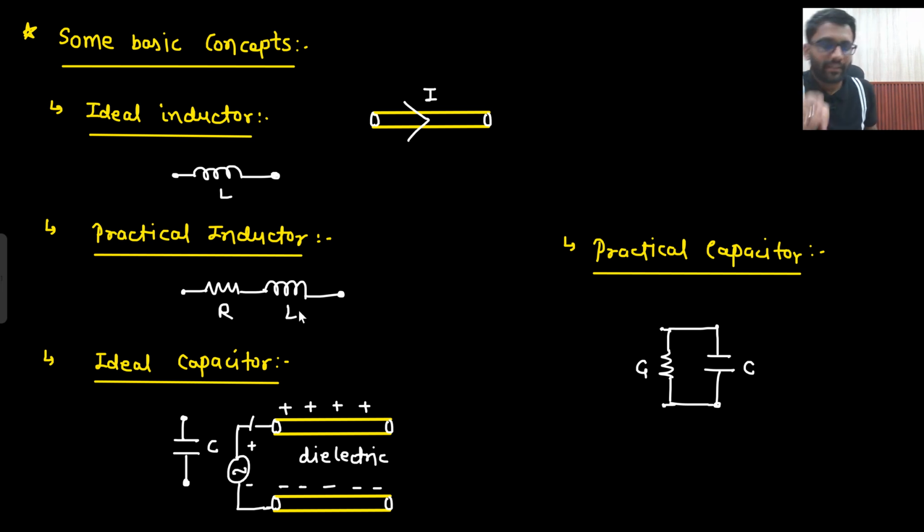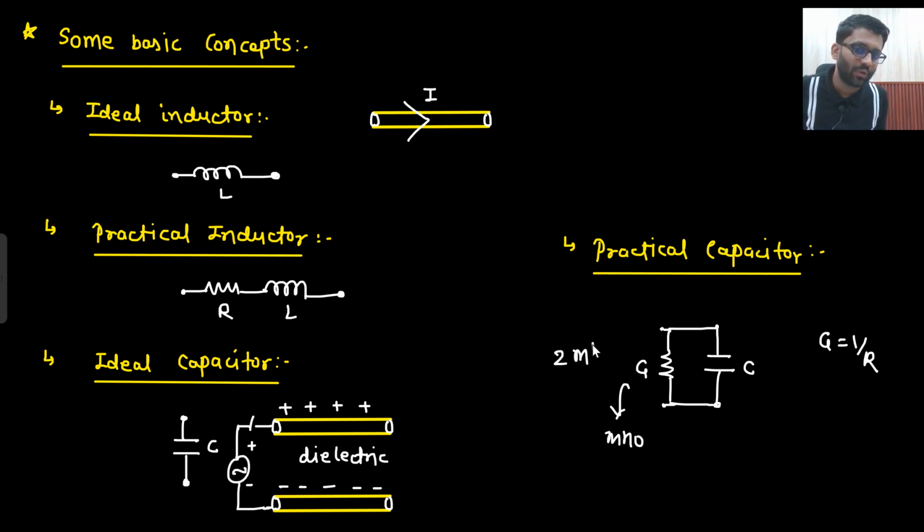Just like an inductor comes with resistance in series, a capacitor comes with conductance in parallel, or you can say resistance only, because what is conductance? Conductance is 1 by R. This has a unit of mho. This is conductance, not resistance. I hope you know what is G. G is 1 by R, the inverse of resistance. This can have a value of 2 mho, which means our resistance was 1 by 2 ohm.